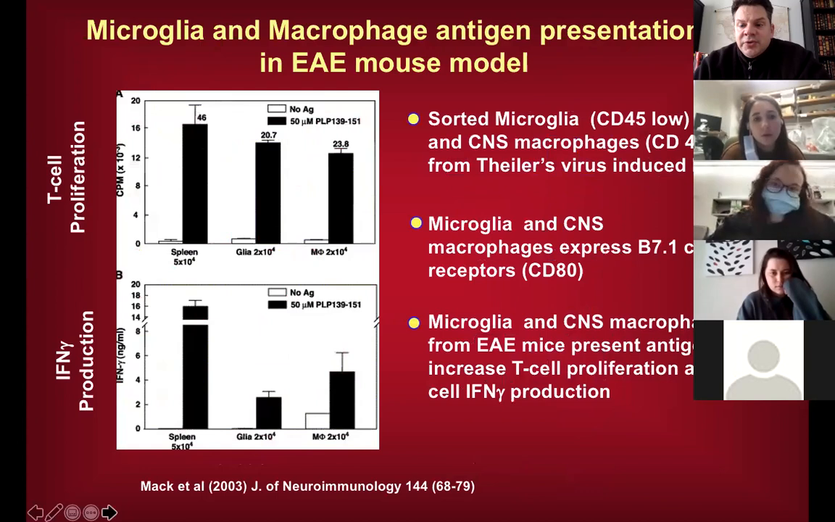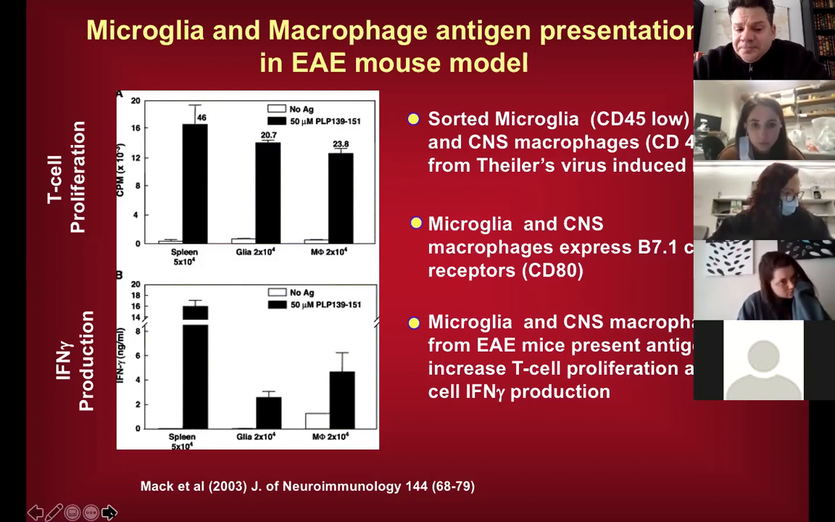And this is just showing you that paper from Theiler's virus in 2003, showing that to cause functional antigen presentation, you can look at responses. So you should see two things. You should see those T cells proliferate, and you should see interferon gamma production. And what they did here is they compared splenocytes, which have loads of antigen presenting cells, to the microglia, which are the glia in the middle, to the macrophages, which are the CNS macrophages, or I think these actually might be bone marrow derived macrophages.